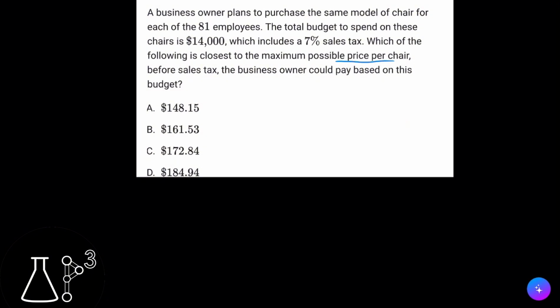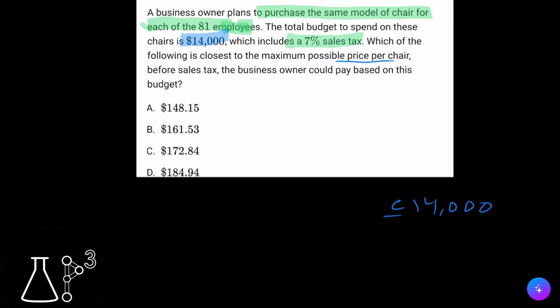Okay, so we're given a lot of information. The business owner wants to buy the same model of chair for 81 employees, so 81 people will be getting a chair. We're also given that the budget is $14,000. So we can write the inequality already with 14,000 as the greatest number we can use, because the budget means it's the number given or less. It cannot be anything greater than 14,000, but it could be equal or less than 14,000. But it also includes a 7% sales tax.